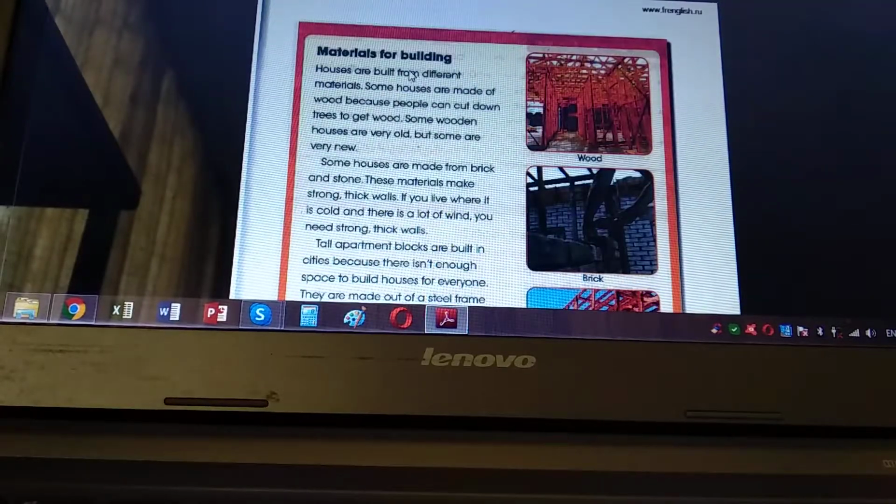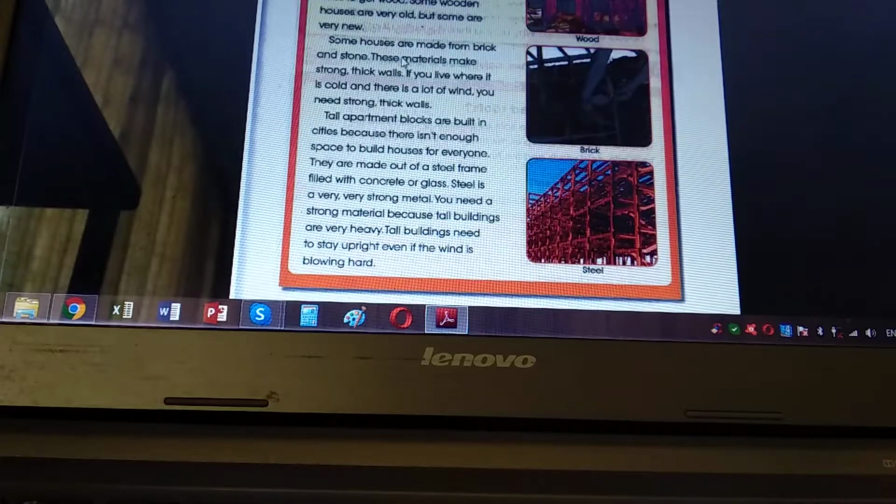Okay, materials for building. Houses are built from different materials. Some houses are made from wood because people can cut down trees to get wood. Some wooden houses are very old, but some are very new. Okay. Some houses are made from brick and stone. These materials make strong, thick walls. If you live where it is cold and there is a lot of wind, you need strong, thick walls. Okay? See? Different environment, different type of materials.